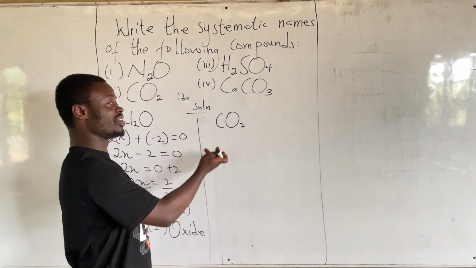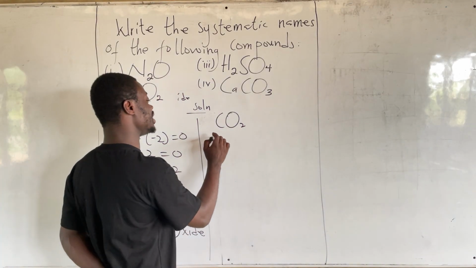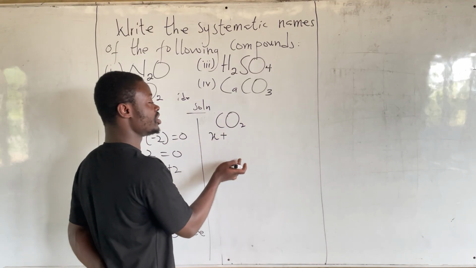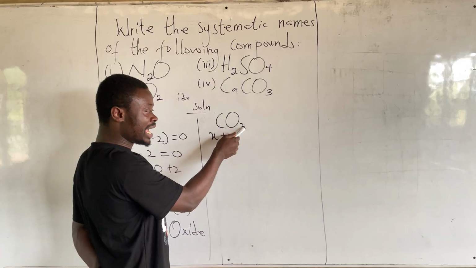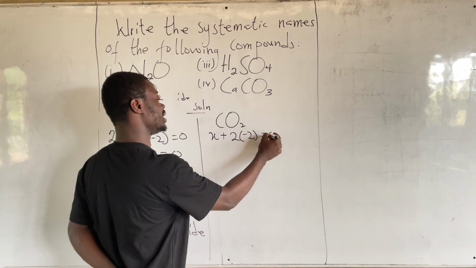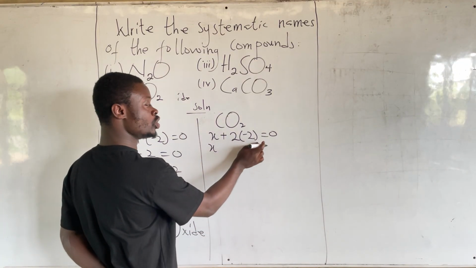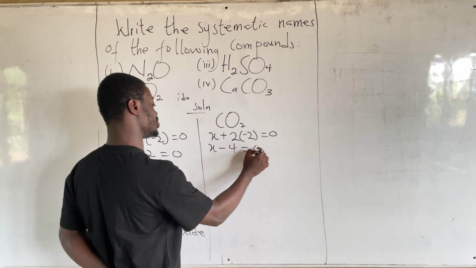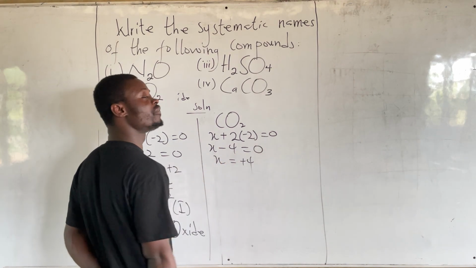First, let's find the oxidation number of the first element, carbon. So let's use X to represent carbon here. You can say X plus, what is the charge of oxygen? The charge of oxygen is -2. But the 2 here is multiplying the oxygen, so this will be 2 multiplying the charge, -2. Then you equate it to 0. Now let's solve it. X, and then 2 times -2 will give us -4, to be equal to 0. Therefore, X will be equal to +4.